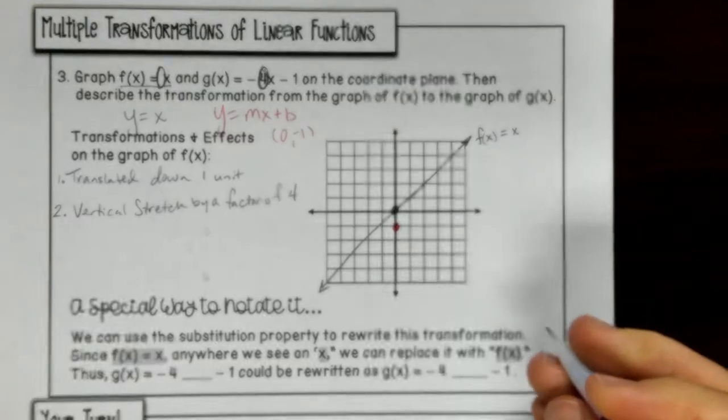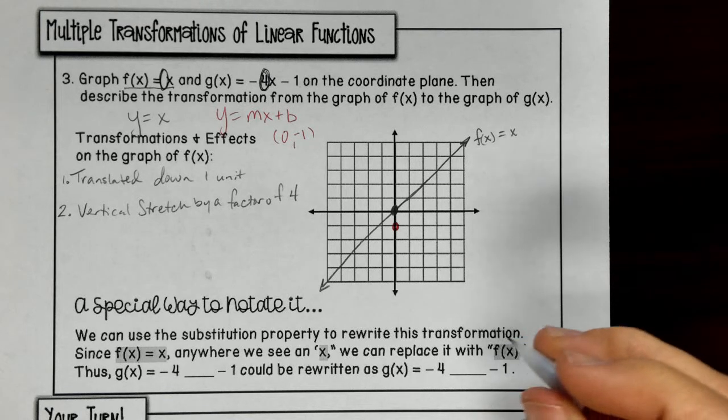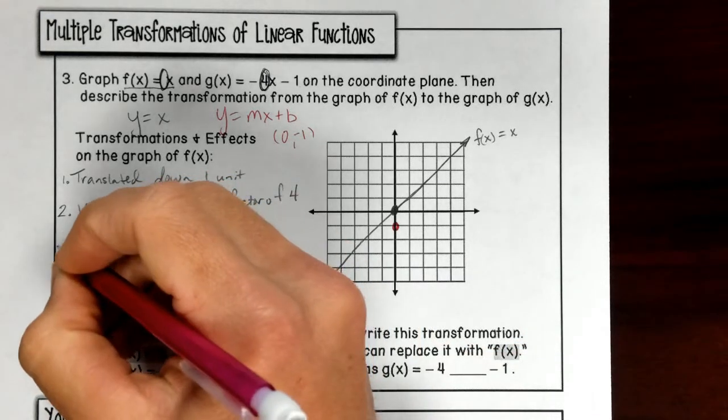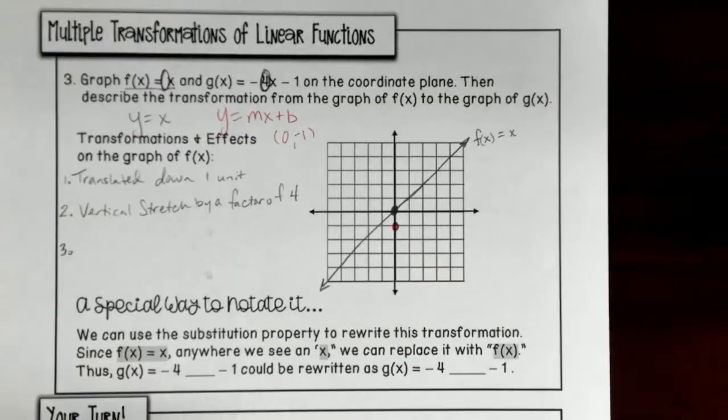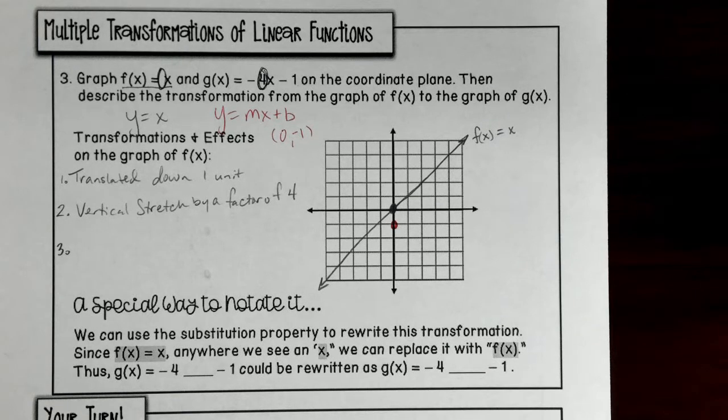Yep, what's up, Dave? Why would you say 1 instead of negative 4? Because the negative does something else. That's the third transformation. That's what I just talked about for the last 10 minutes. So it's a vertical stretch by a factor of 4.